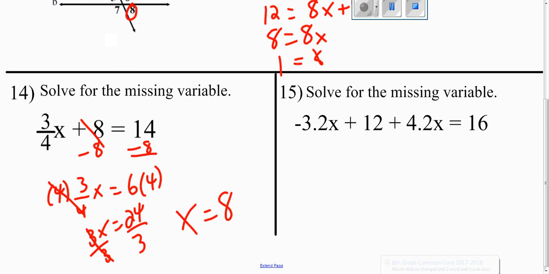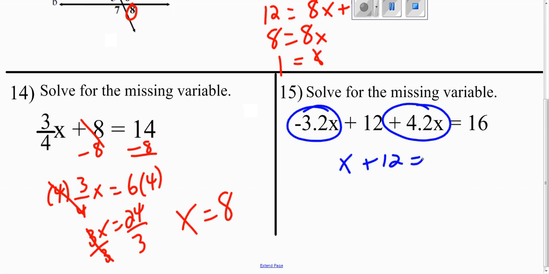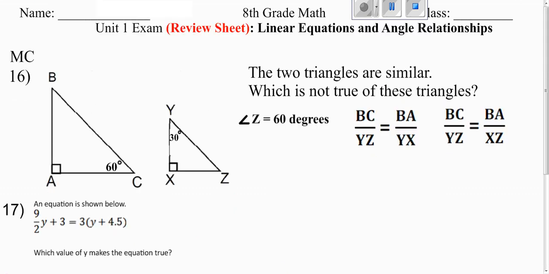Number 15, solving equations with decimals, combine like terms. Negative 3.2x plus 4.2x equals 1x, which is x, plus 12 equals 16. Minus 12 from both sides, x equals 4. Pretty straightforward. Number 16. The two triangles are similar.